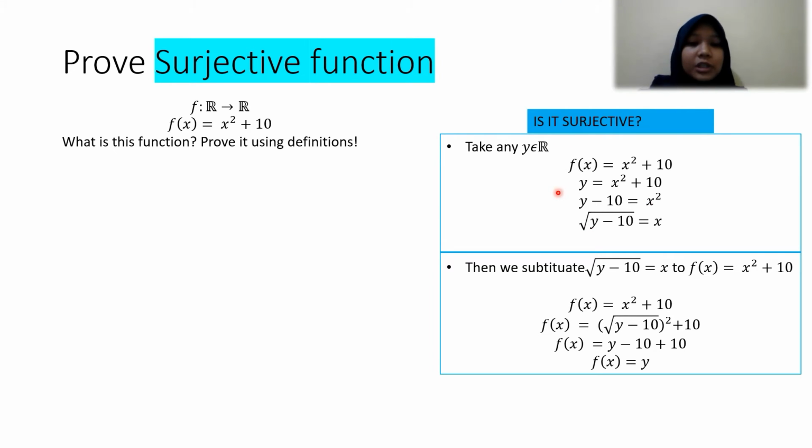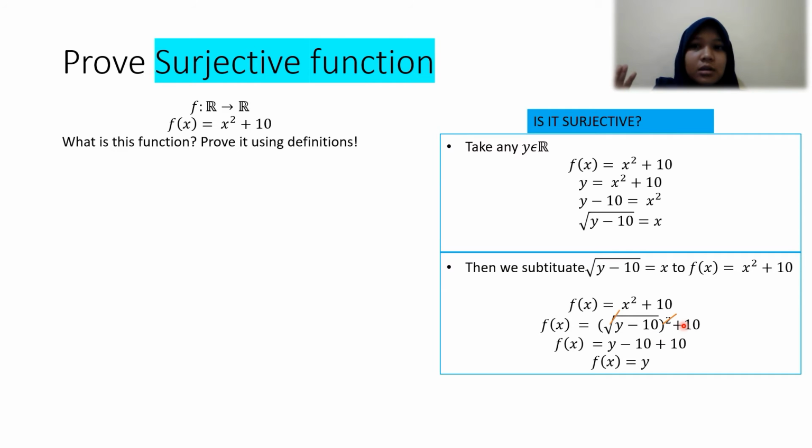After that, we substitute this one into this one. Yeah, we substitute. So this is the next step. f(x) is equal to x squared plus 10. f(x) is equal to the square root of y minus 10, squared, plus 10.